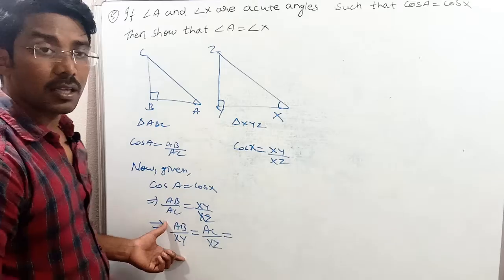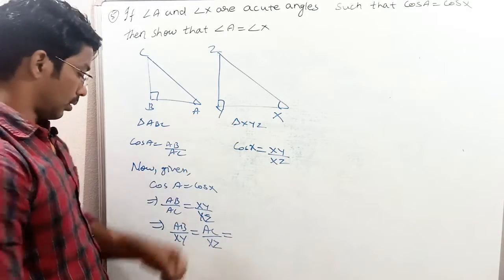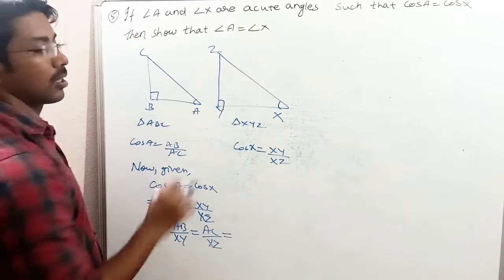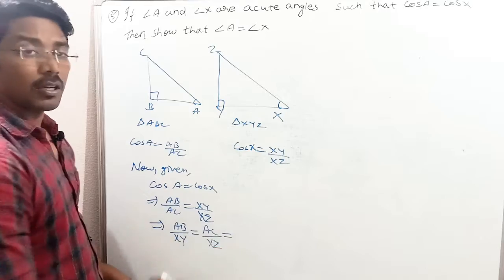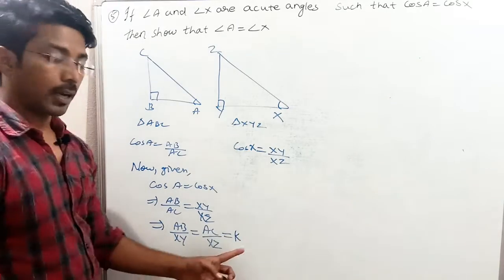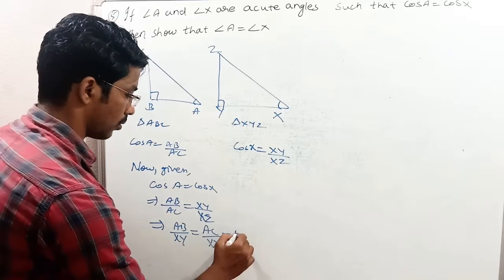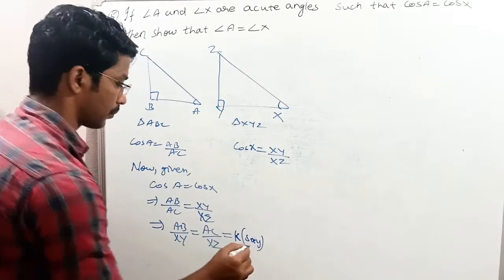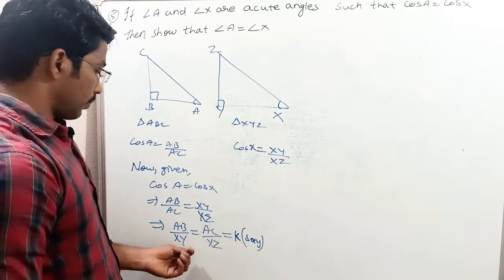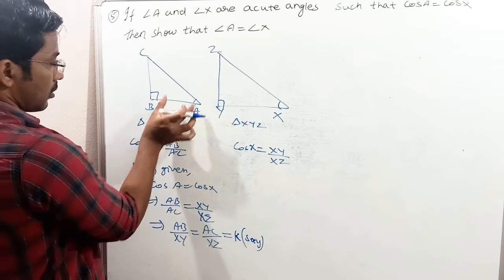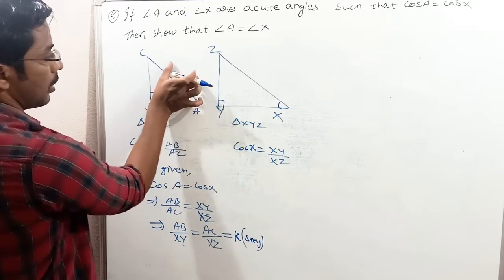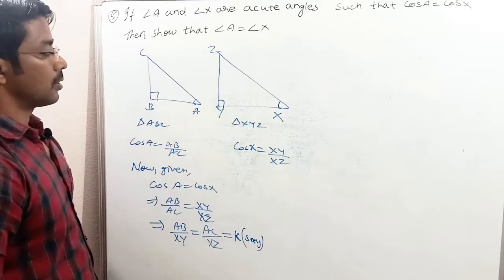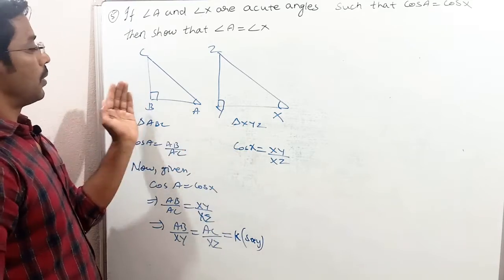Now if you consider, these are the corresponding sides of the two triangles. So AB, XY are corresponding sides, and AC, XZ are corresponding sides. So these are the ratios of the corresponding sides and they have the common factor. As they are equal, let us take it as K. Now the corresponding sides AB and AC, XY and XZ are over. The remaining sides are BC and YZ. Now we take the ratio of BC and YZ.